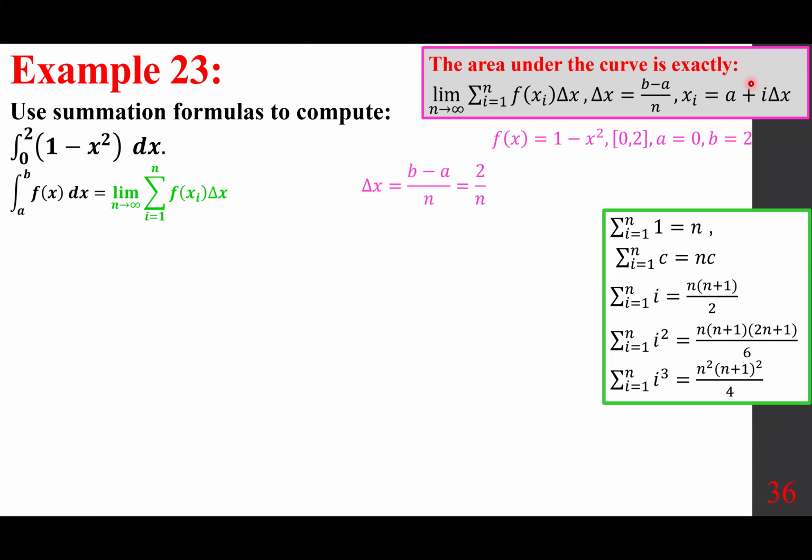x sub i is a plus i delta x. So simply, since a is 0, it's 2 over n times i, or 2i over n, however you want to write that. So that's x sub i: a plus i delta x results in 2i over n, or 2 over n times i. And so from here, we're going to write this one.